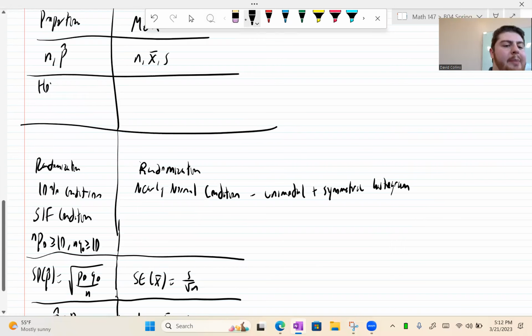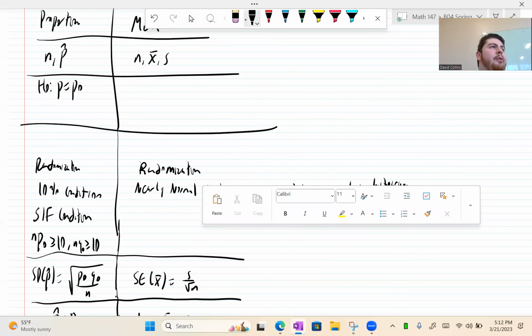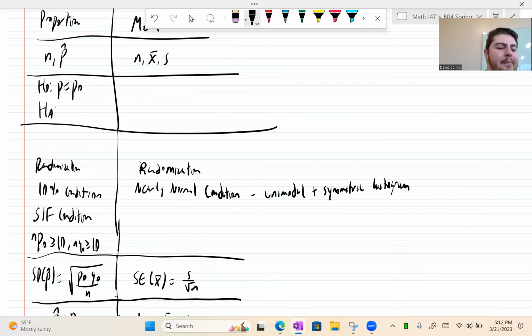So your null hypothesis is p is equal to p naught. There is always an equal sign in the null hypothesis. Always. There's no exceptions. Something always equals something. And then the alternative is either not equal to, greater than, or less than. Any of those three symbols.